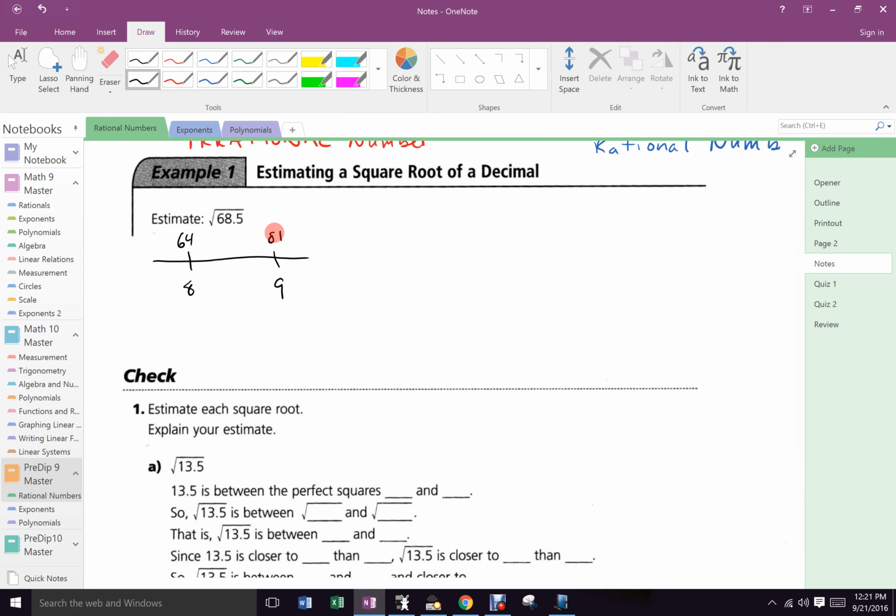So therefore, since 68.5 is closer to 64, the square root of 68.5 must be closer to 8. Is everybody with me on that? So that's kind of where it would go for kids that are in regular Math 9, but kind of get it. Picking up what I'm putting down? But again, you guys are beyond that. So I'm going to go one step further than that.